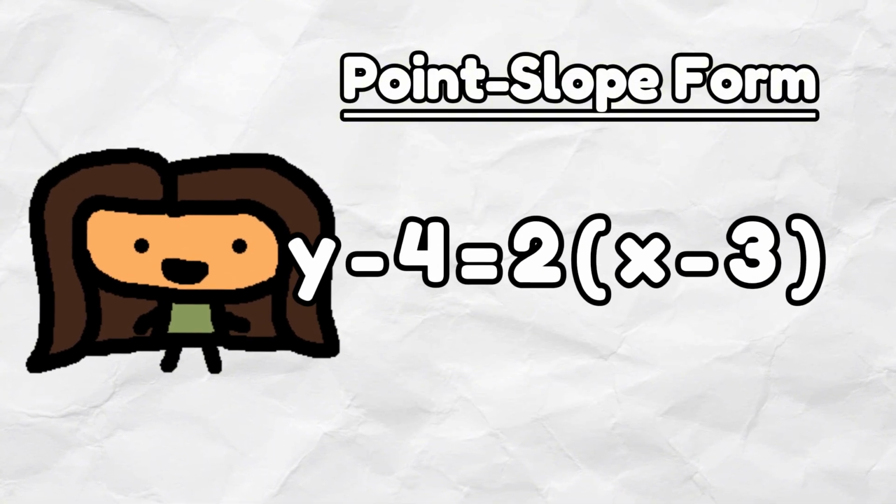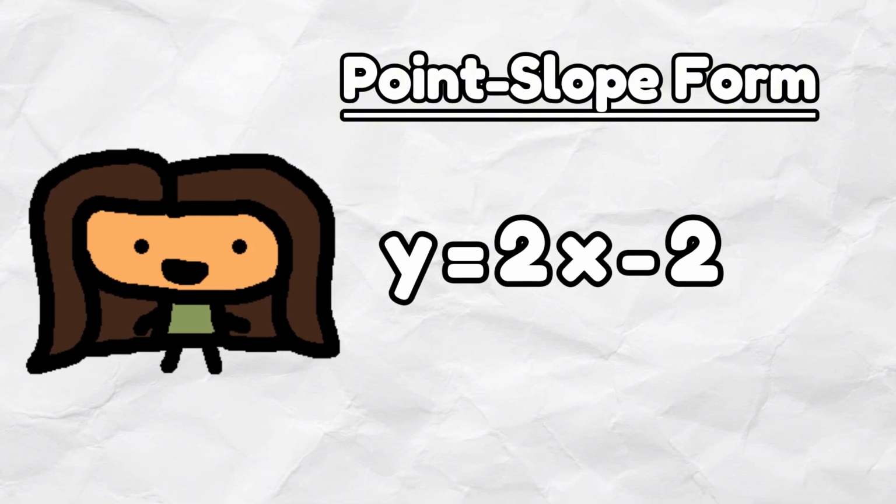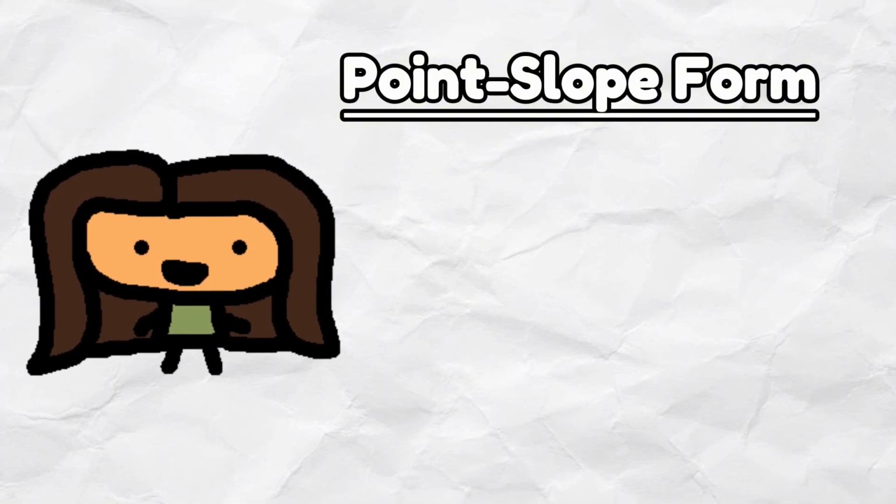For example, if the slope is 2 and the point is 3 and 4, you plug them in: y minus 4 equals 2 times x minus 3. Then, if you want to make it look simpler, you can solve it to get y equals 2x minus 2. So basically, point-slope form lets you start a line from any point instead of always starting at the y-intercept.